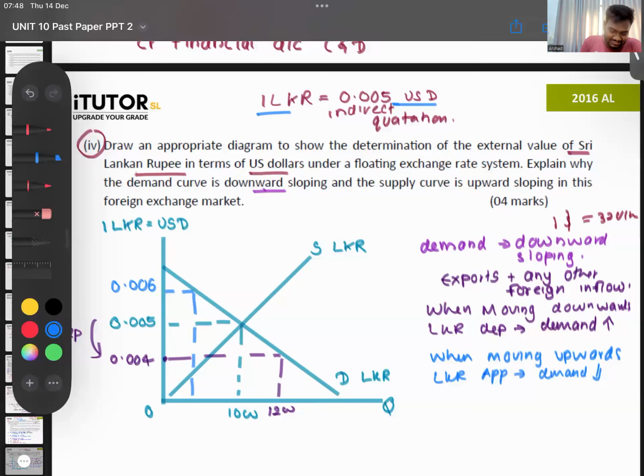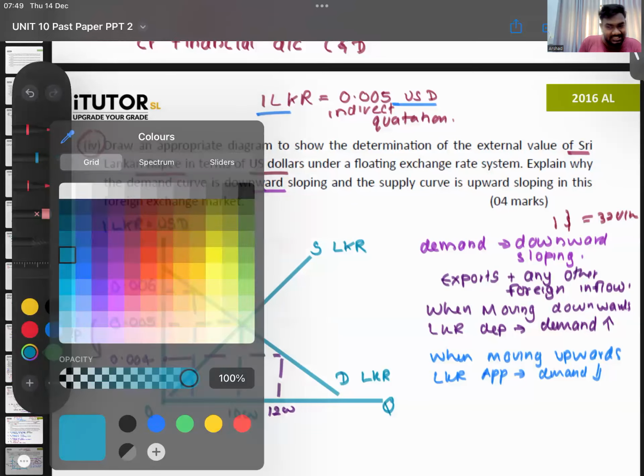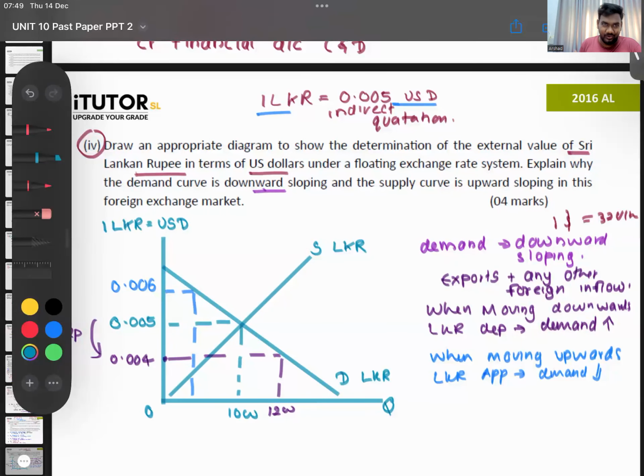So just to summarize this again, because for you to understand this, you should know the basics. If you don't know the basics, this is complete Greek. Given that you know the basics, I'll just summarize. We are drawing an indirect quotation diagram. You don't have to connect with the law of demand here, not needed. You can draw the indirect quotation diagram, that is the demand and supply of the rupee.